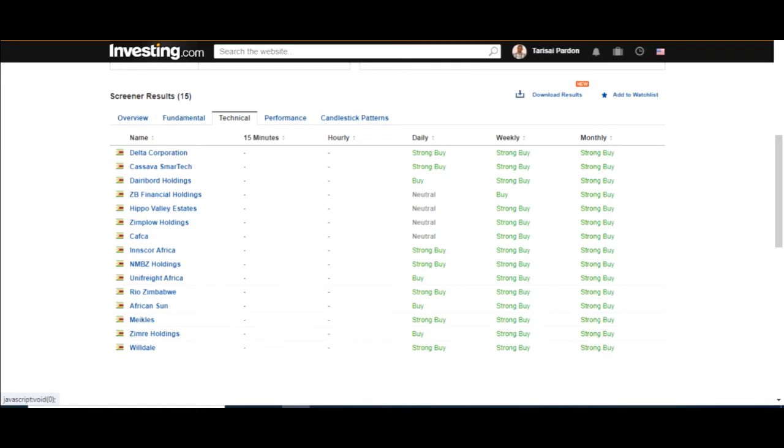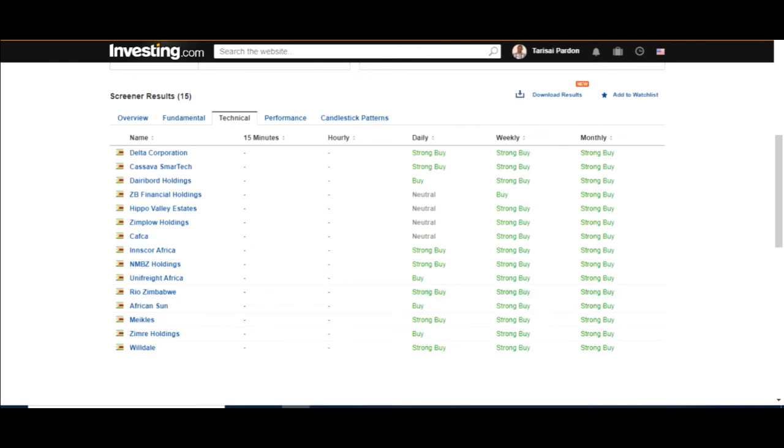So I will just open a few charts and we have a look at them, and for that I will pick Delta, which has a strong buy decision there, so that we have a look at the chart, and also have a pick on Zimplow, which is neutral, and I also have a pick on Unifreight Africa, which is showing a buy indicator, so that we have a look at how the charts are looking.